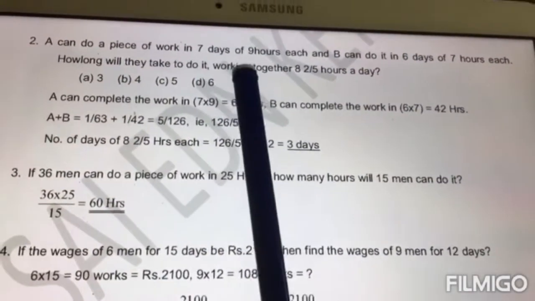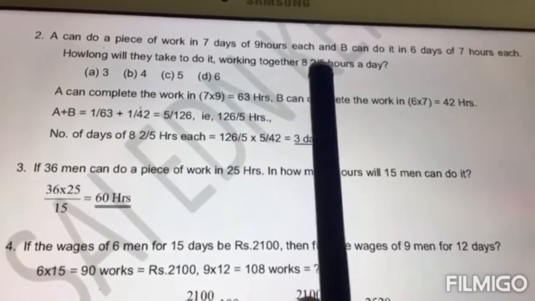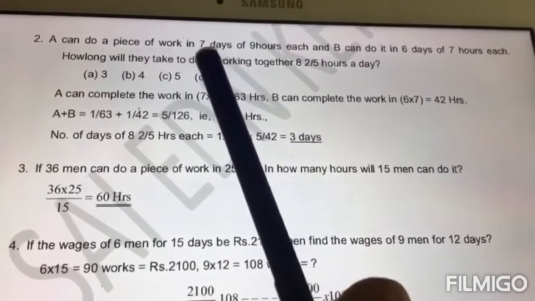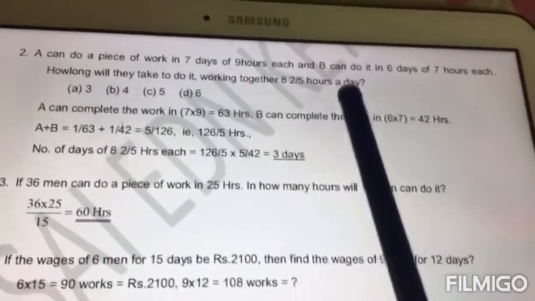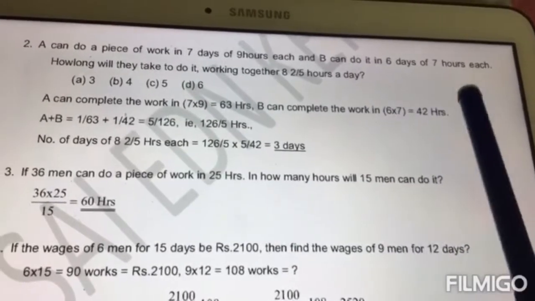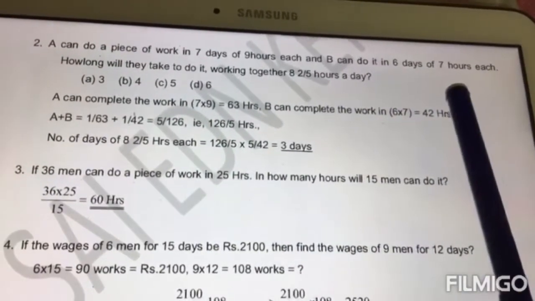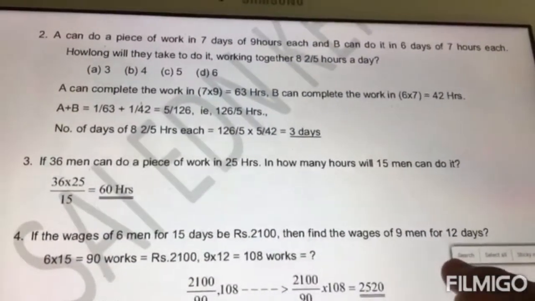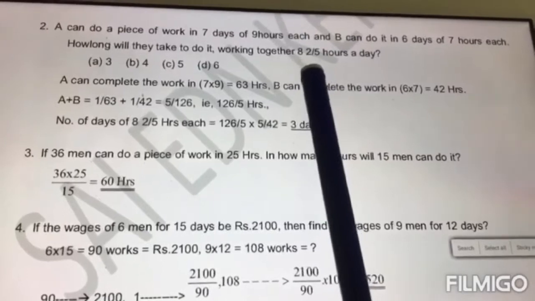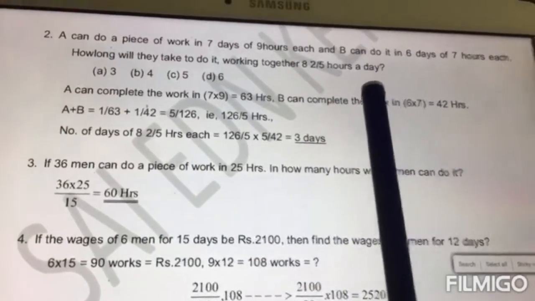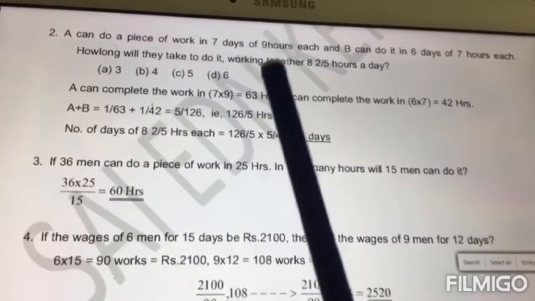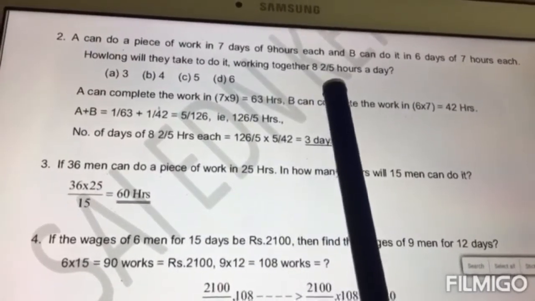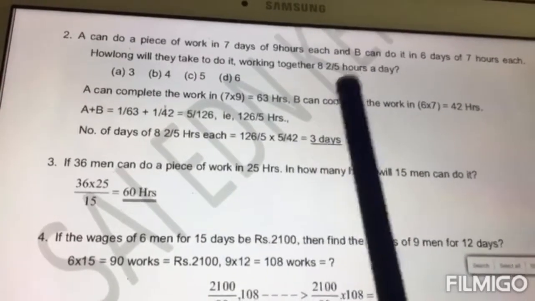A can do a piece of work in 7 days of 9 hours each. That means if he works 9 hours per day, he can finish the work alone in 7 days. And B can do it in 6 days of 7 hours each. That is, if B works 7 hours per day, B can finish the work in 6 days. How long will they take to do it working together 8 and 2 by 5 hours per day? So how many days are A and B going to take to complete the work if they work together 8 and 2 by 5 hours a day?